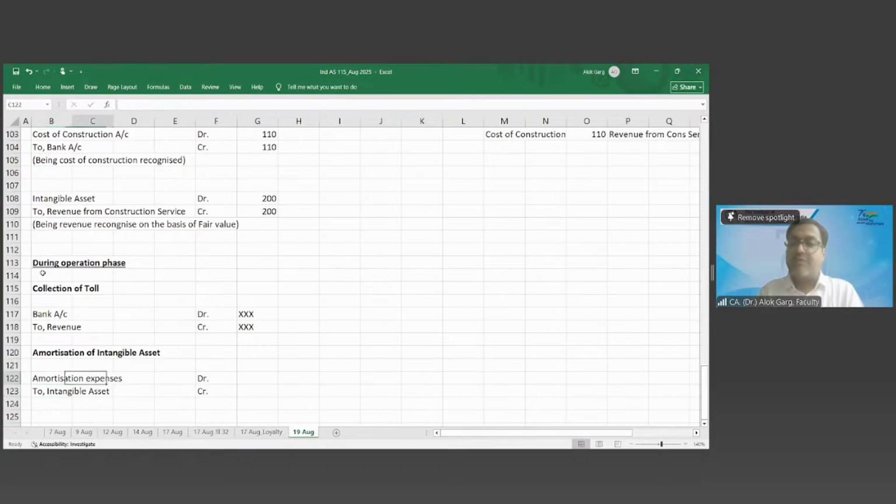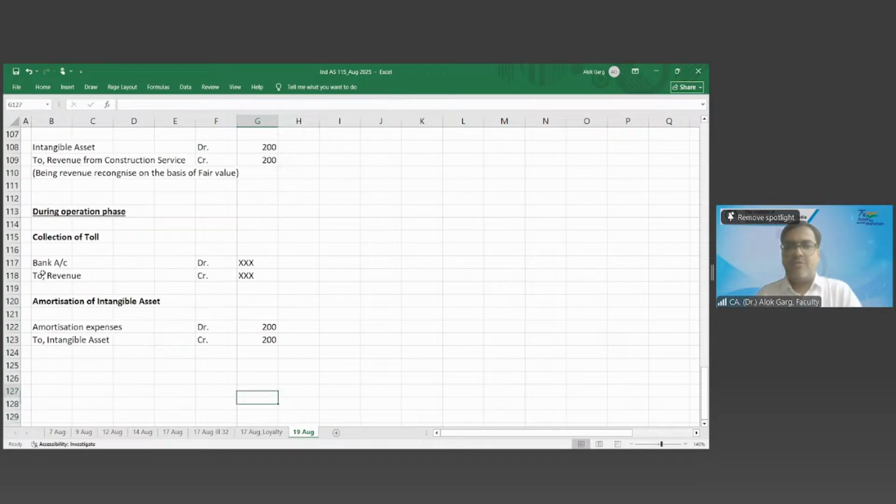So when this project is completed, this private party will hand over this entire infrastructure to the government. What is the amount? 200 crore. Your intangible asset becomes zero in the books. In this case, how many years, sir? The question is not given. If the question had given, let's say 20 years, and the question asks you for the accounting for the first year, then you have to split 200 divided by 20, right?